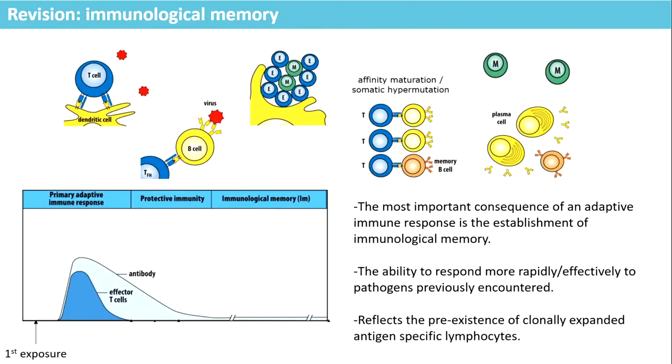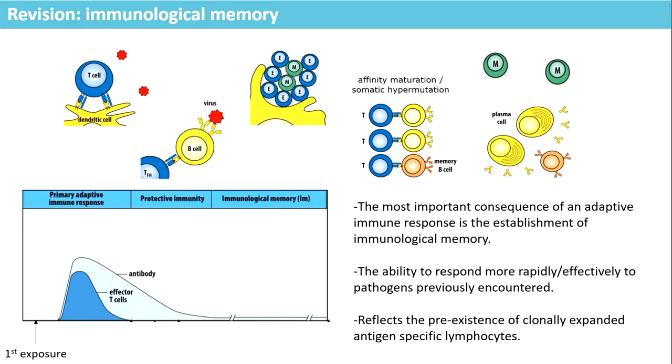And then I just wanted to bring you back to a little bit of revision in terms of immunological memory, because obviously, as I've kept saying today, the most important consequence of an adaptive immune response is really being able to establish memory and give us that long-lasting protection.